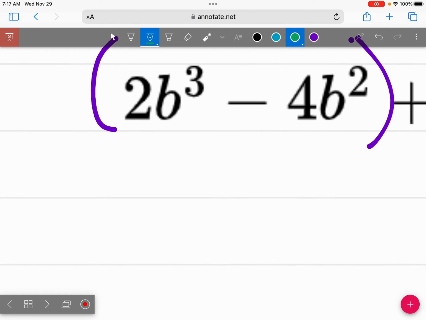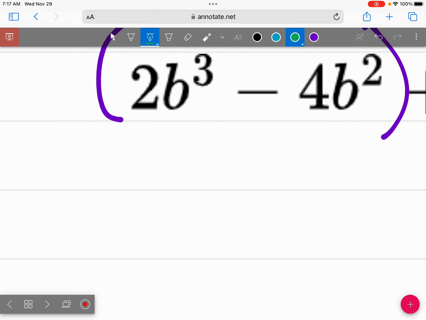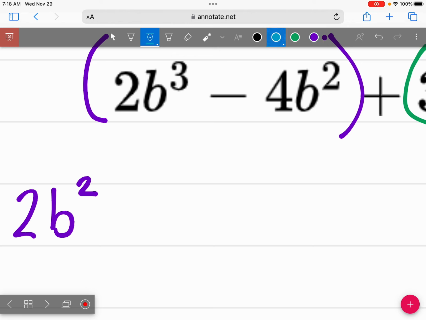So on these first two, what do they have in common? 2 and b squared. So my leftover parts, what's left over when I take out 2b squared, is just b and minus 2.